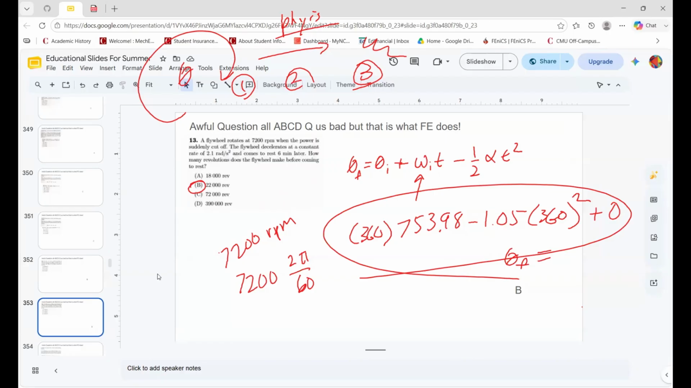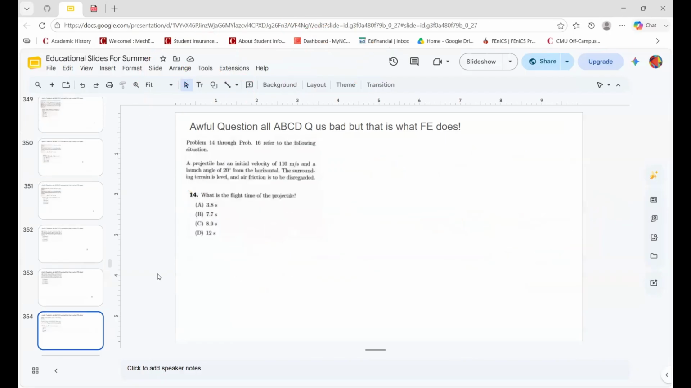Next one. Okay, all right. 14 and 16. A projectile has an initial velocity of 110 meters per second and a launch angle of 20 degrees horizontally. The surrounding terrain is level, no friction. What is the time of the projectile? So this is very simple. This is time, right? So I would do 0 equals 0 for y, and then you do plus v, which is 110, and we'll do sine of 20 t plus, it's going to be minus 4.9 t squared.